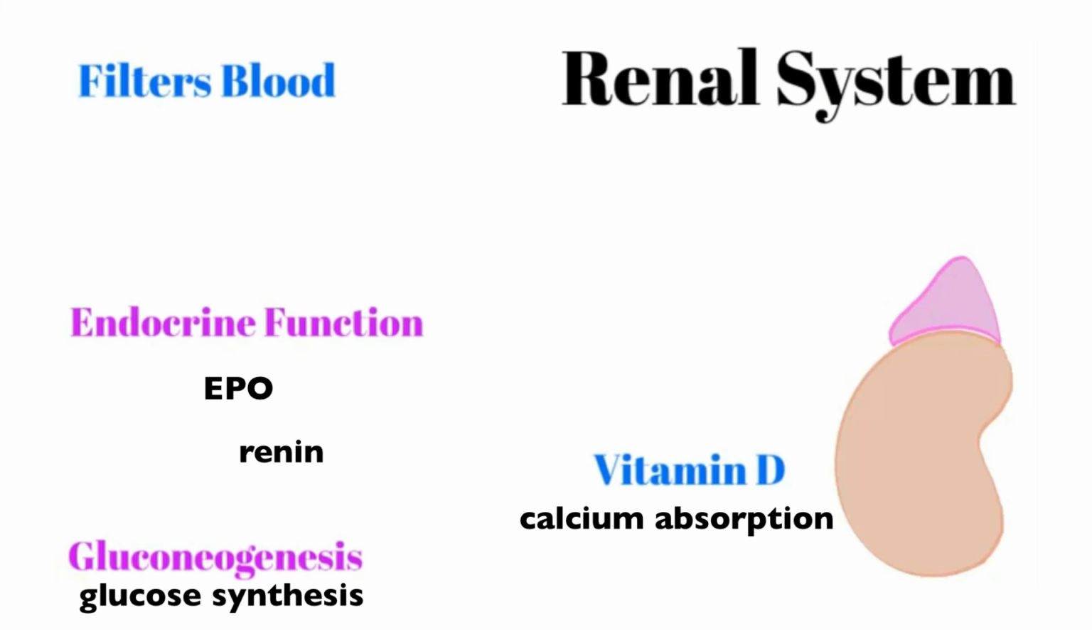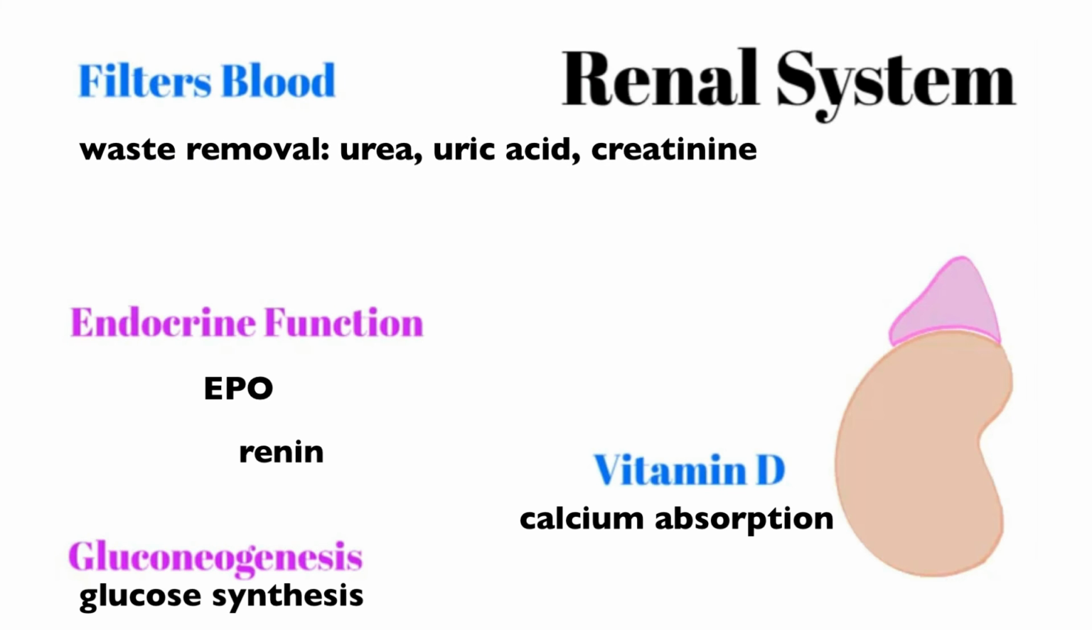So the last function I have up here, or role of the renal system, is the filtration of blood. And a number of books are going to suggest it's filtering blood to get rid of waste, which it certainly is. So it's getting rid of urea, uric acid, and creatinine. Urea is a result of protein metabolism, or the breakdown of proteins and amino acids in the body. Uric acid is the result of the breakdown of nucleic acids in the body.